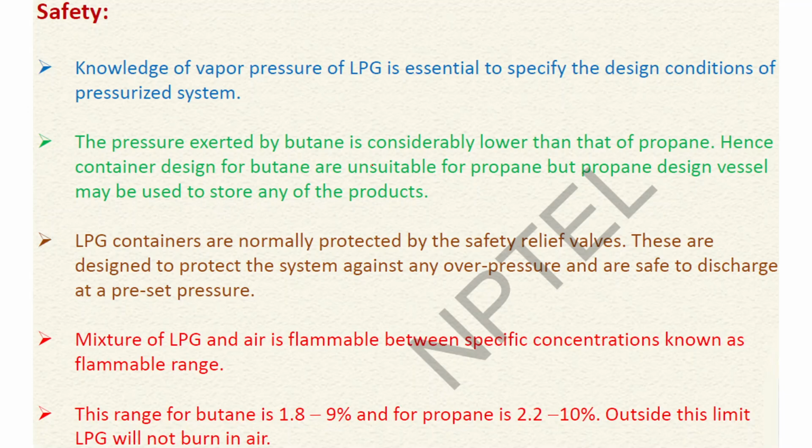The pressure exerted by butane is considerably lower. As I told, the pressure exerted by butane is lower compared to propane. Hence, containers designed for butane are unsuitable. We cannot store propane in a container that is designed for storing butane, whereas vice versa is possible. You can store butane in a propane container, but you cannot store propane in a butane container. Okay. A propane designed vessel may be used to store any of the products.